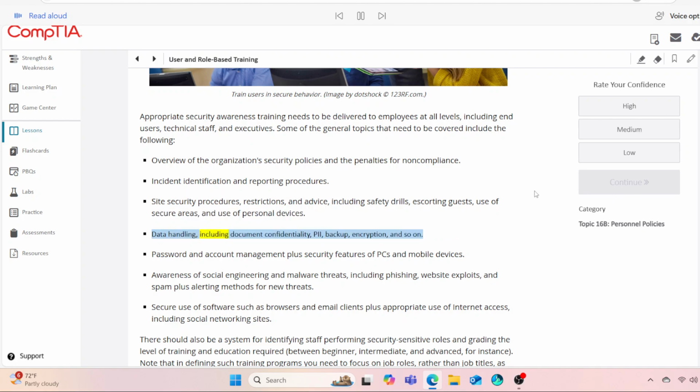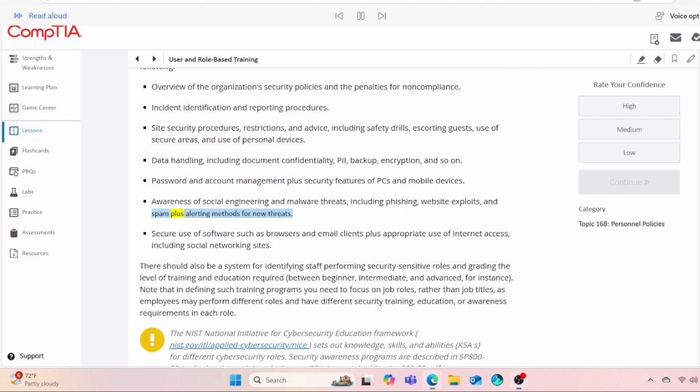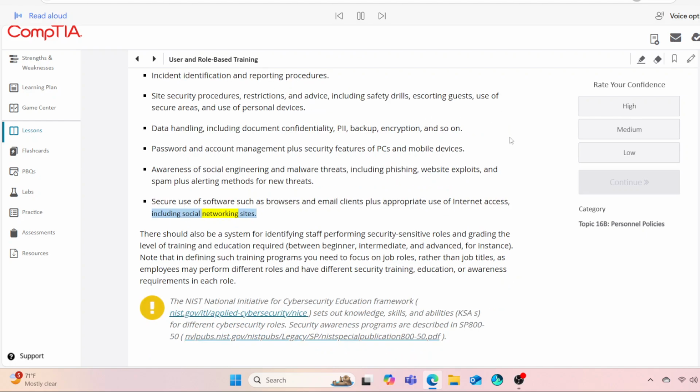Data handling, including document confidentiality, PII, backup, encryption, and so on. Password and account management plus security features of PCs and mobile devices. Awareness of social engineering and malware threats, including phishing, website exploits, and spam plus use of software such as browsers and email clients plus appropriate use of internet access, including social networking sites.